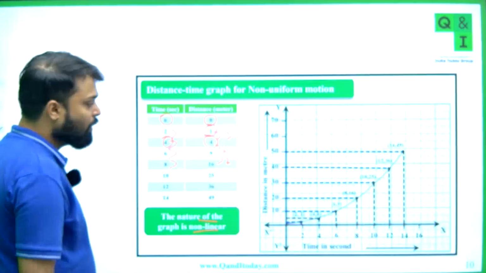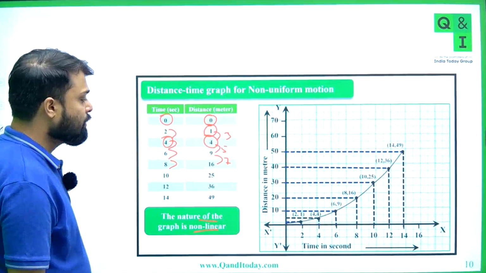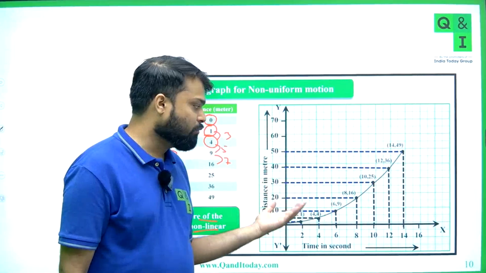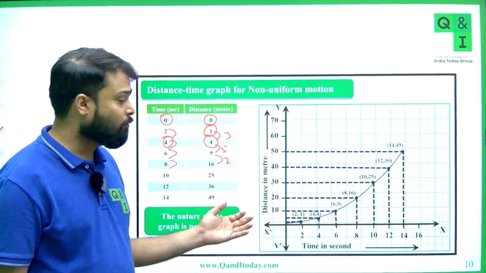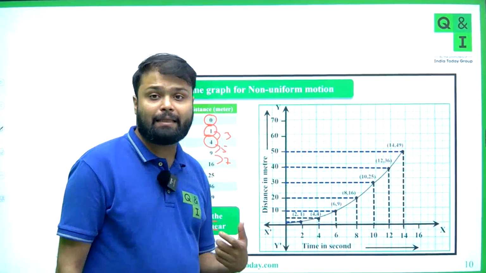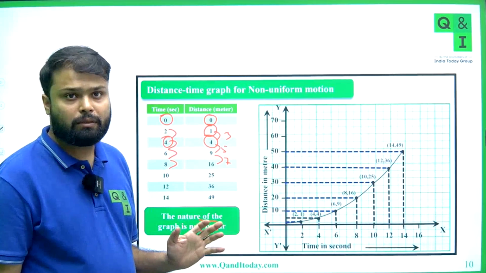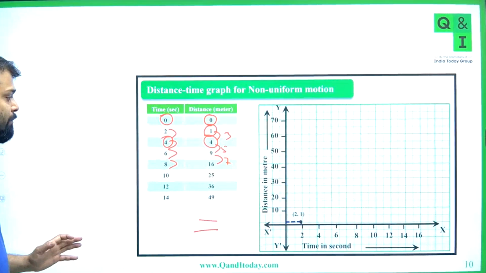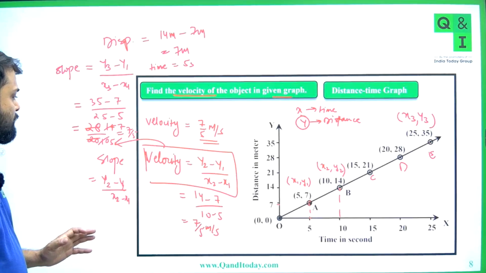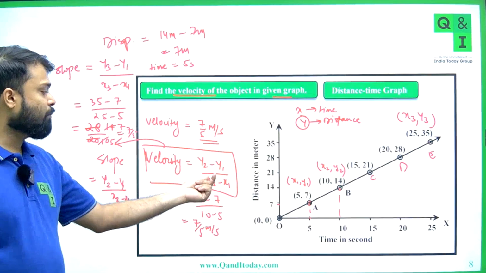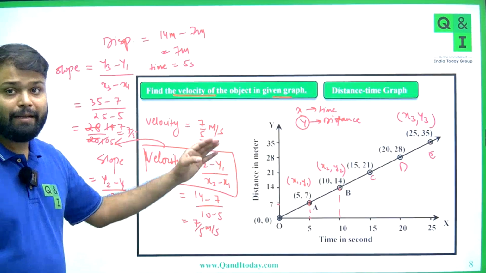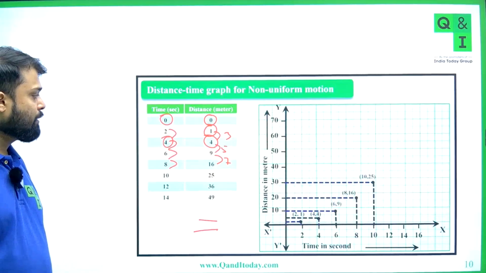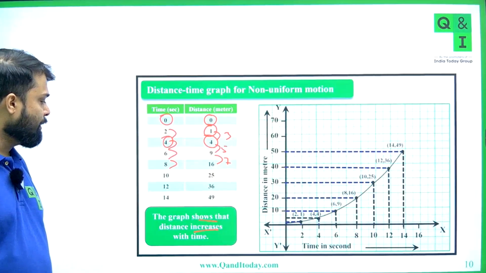Now here you can't find the velocity this way, but you will study this in higher classes. We will find the slope, which is nothing but tan theta. This we will study in the higher classes. Right now we only know that for a linear graph, slope is change in y upon change in x coordinate. This is for a linear graph. So here we can say the graph is non-linear.